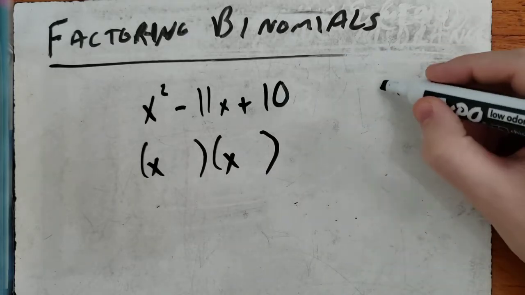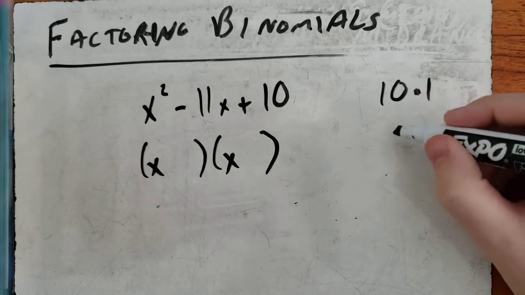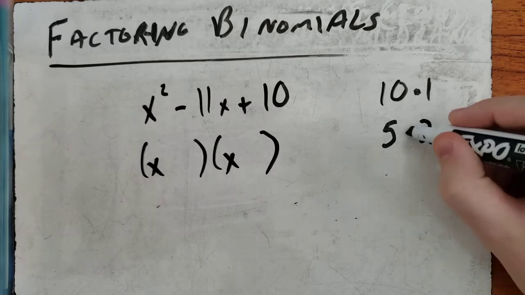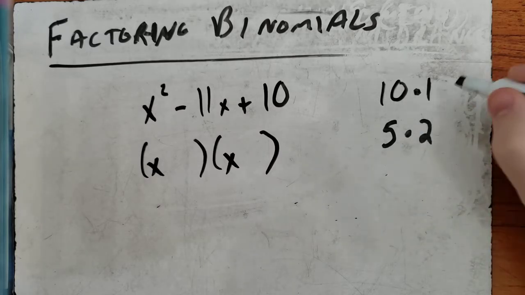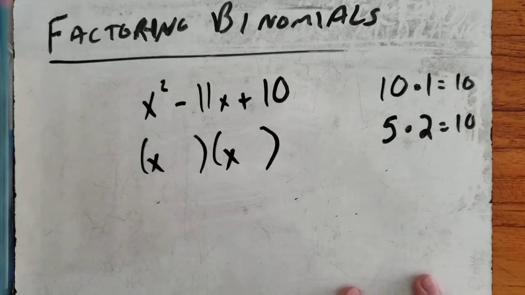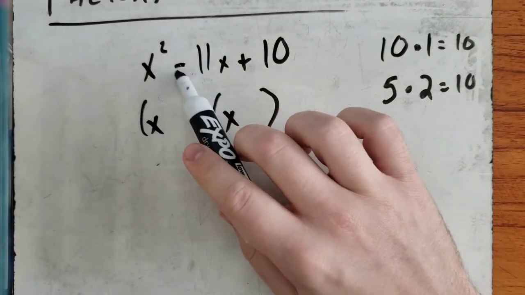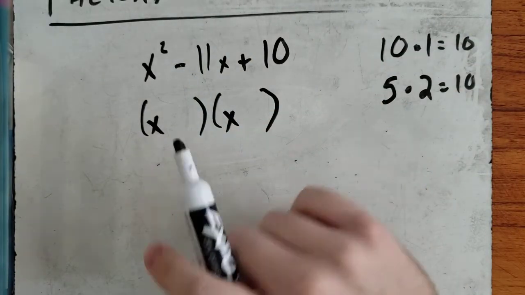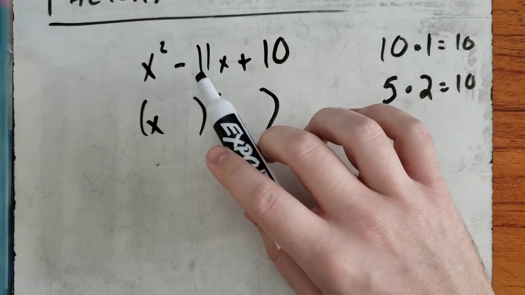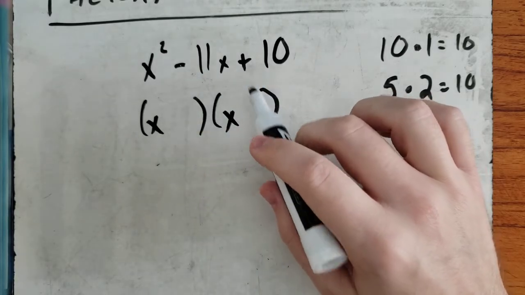To multiply to get 10, we can do 10 times 1, and we can do 5 times 2, okay? So both of these equal 10. That's what we want. Now let's try adding them, okay? Now look, we have a minus in front, which means when we add or subtract these numbers, it has to equal a negative 11. But when you multiply, it has to equal a positive 10.